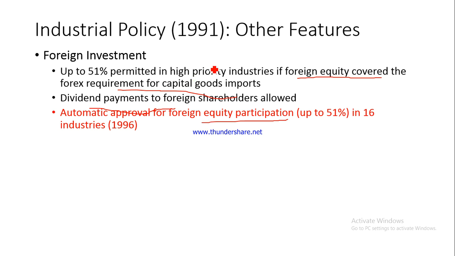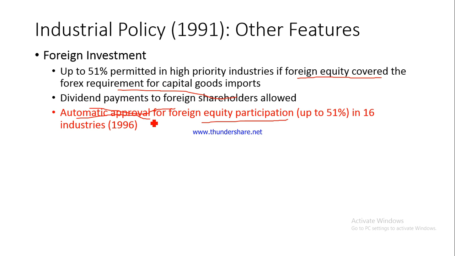But then in 1996, what happened? We started according such arrangements automatic approval, which meant that they didn't have to come and apply to the government. They were deemed to have been given approval automatically, right? And this was done with 16 industries.